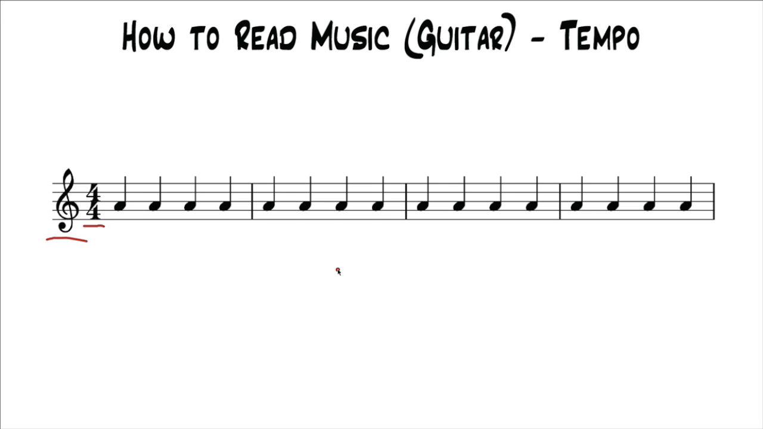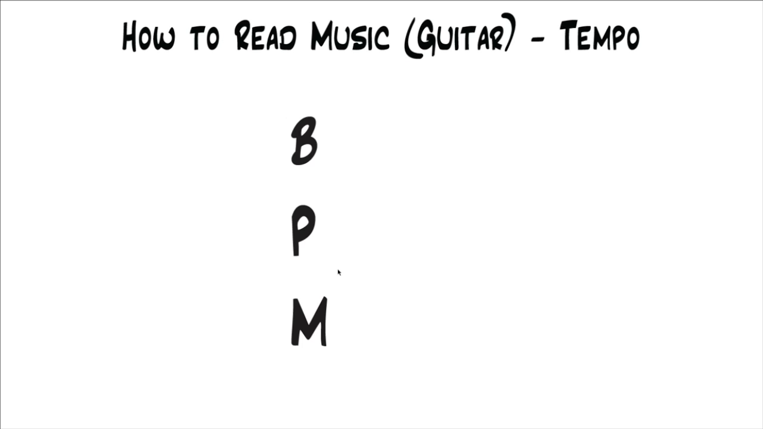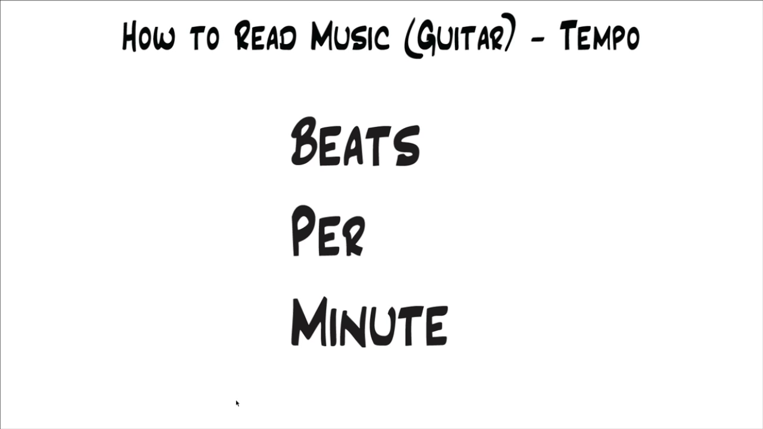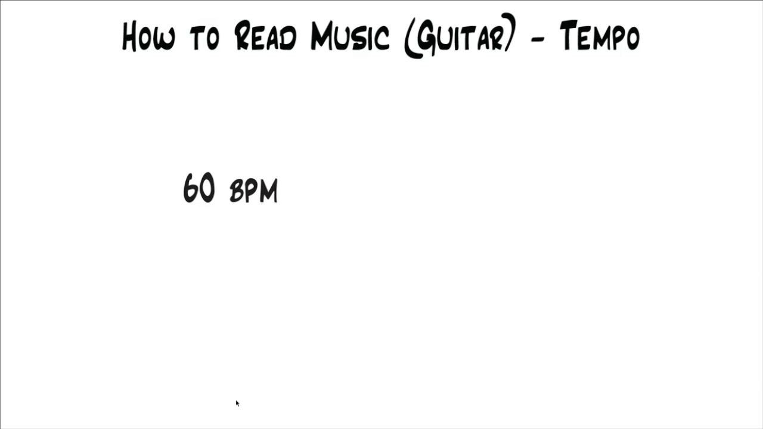And when you're talking about speed in music, as far as how fast or slow you should play something, that's called tempo. And in music, tempo is measured by what's called BPM, or beats per minute. So that would mean if you took 60 BPM, or 60 beats per minute, every beat would be 1 second.